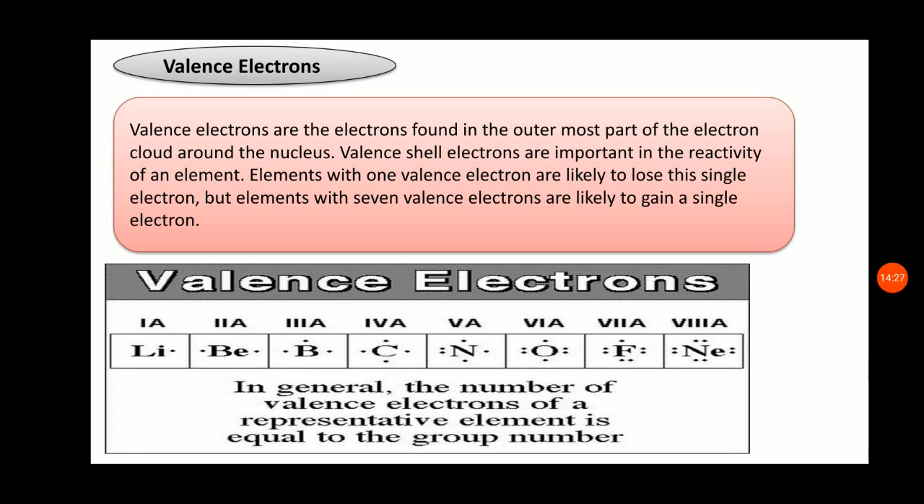Group 6A, the oxygen family, has 6 electrons in the valence shell. Group 7A, the halogen family, has 7 electrons in the valence shell. Group 8A, the noble gases, has 8 electrons in the valence shell. The most stable configuration is that of the noble gas family.